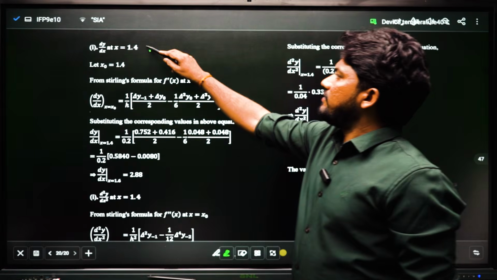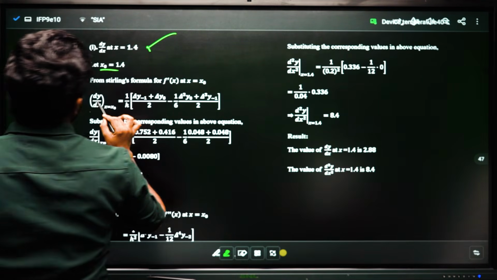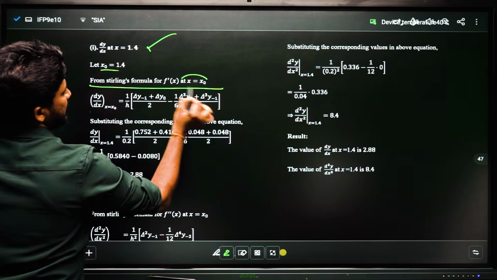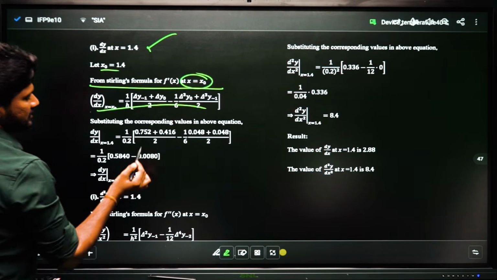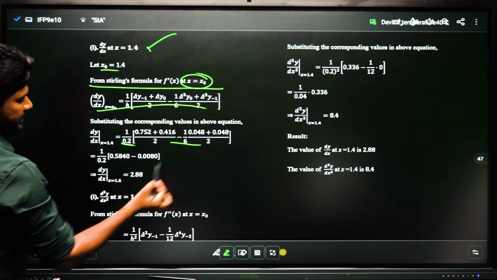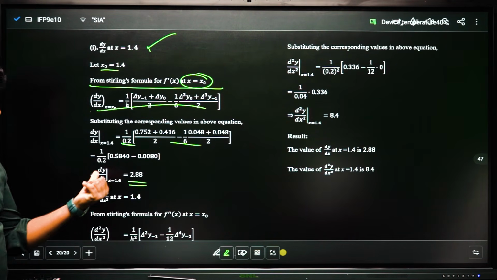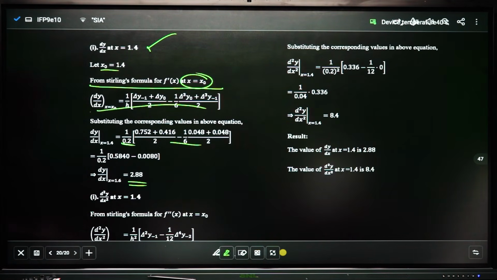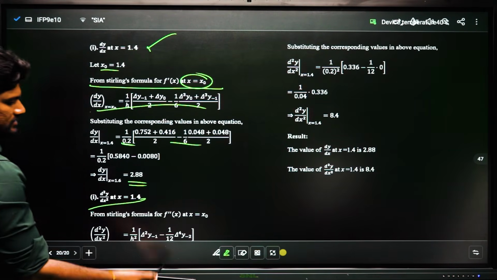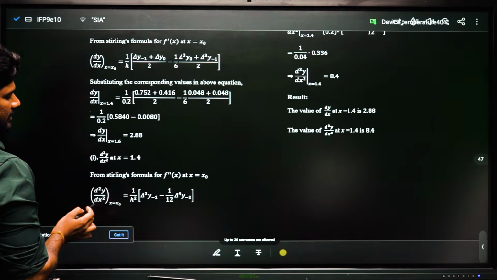So now dy by dx at x equal to 1.4. So that is x naught is equal to 1.4. From the Stirling formula, f dash of x at x equal to x naught. This is the condition. Already in the previous table we have the values, bring all those values and substitute them, simplify, and you get the dy by dx value. Since two derivatives are asked, dy by dx at x equal to 1.6 next to d square y by dx square at x equal to 1.4. So dy by dx has a separate formula, d square y by dx square has a separate formula.